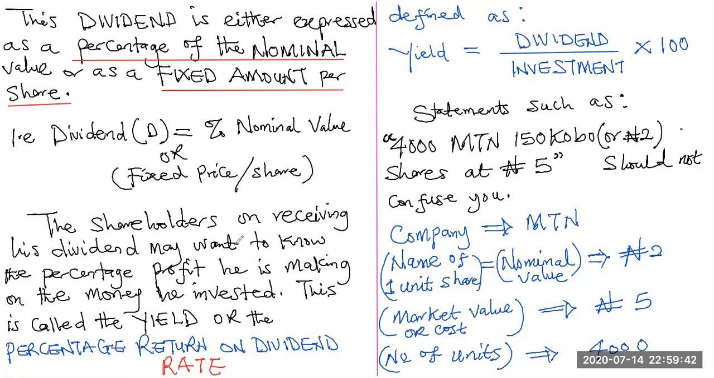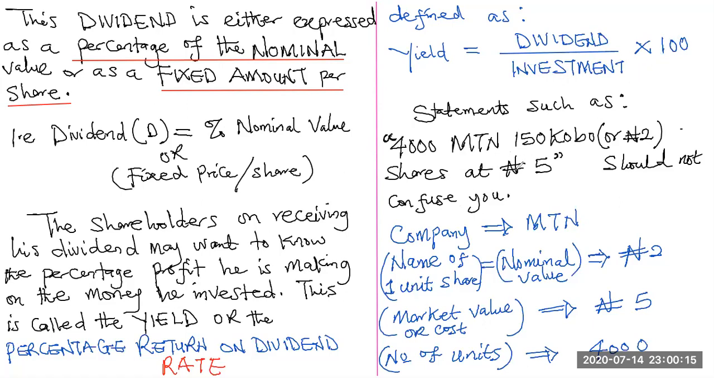Shareholders receiving their dividend at the end of the year may want to find out whether the investment is worthwhile, or whether they should sell off their investment and use the money for something else. So they want to calculate their percentage return on dividend, which we'll also call the rate or the yield. I take the same formula as percentage profit: dividend over investment, which is the cost price, multiplied by 100.